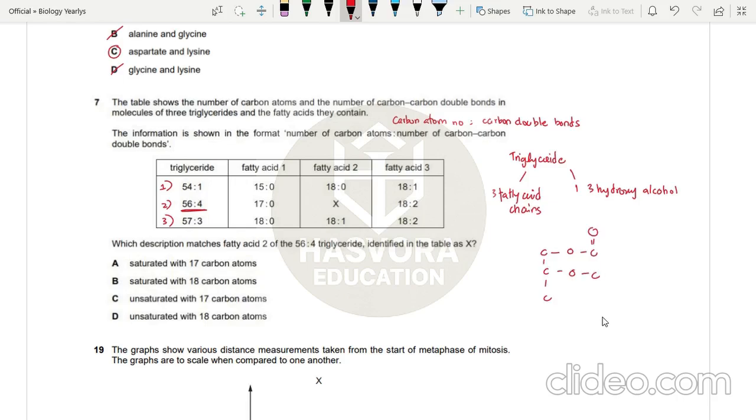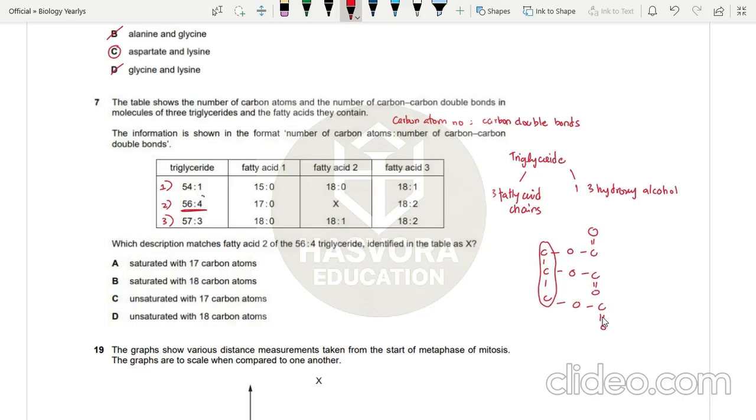This is how the structure of the triglyceride looks. This is the part of the glycerol, and these are the 3 fatty acid chains. But one thing that you need to consider here is that they have not given you the glycerol, and we know that it is a trihydroxy alcohol, which means it has 3 carbon atoms.